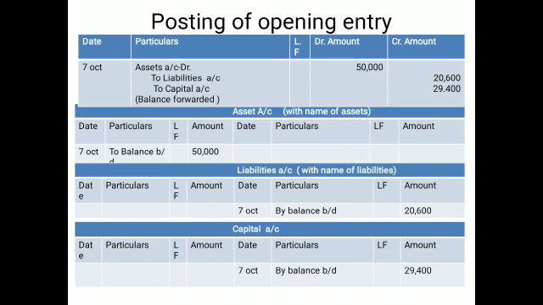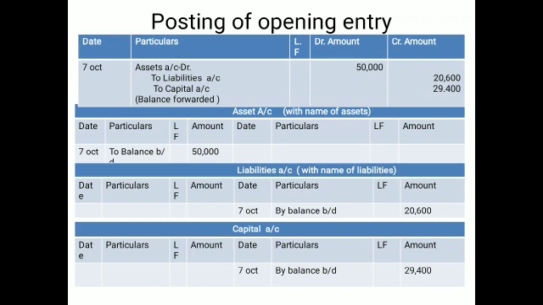If you have the 50,000 bifurcated into land, building and furniture, you have to open three accounts with the names land, building and furniture, and "to balance brought down" is to be listed there, and the amount will be allocated accordingly. And the same applies to the liabilities, which are to be allocated with the names of the different liabilities, maybe the bank overdraft, creditors. So many liabilities are there. You may open them with the names of the liabilities, and the amount of 20,600 may be allocated accordingly. And then "by balance brought down" is to be written.